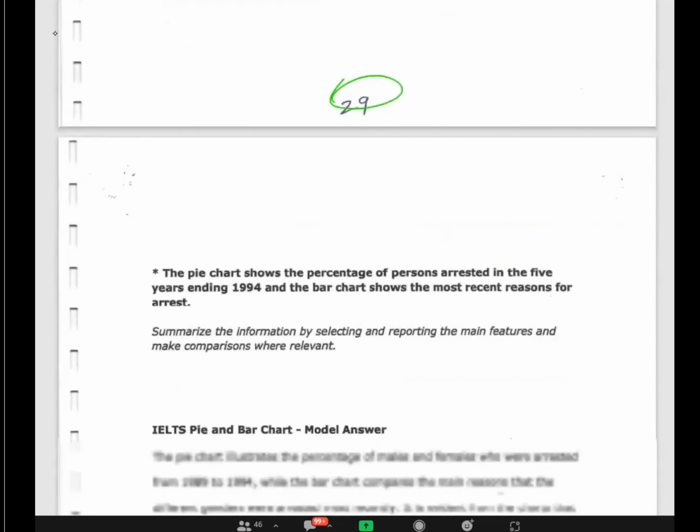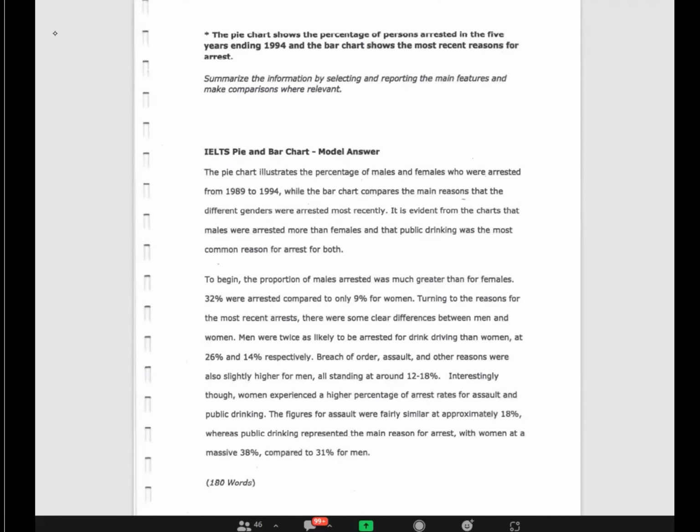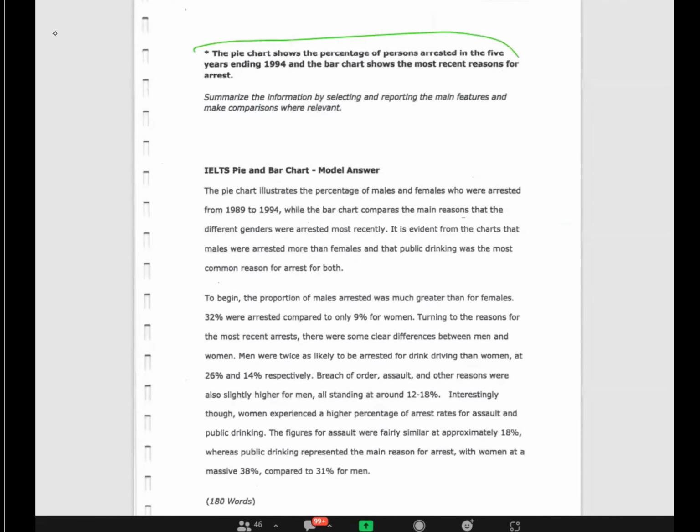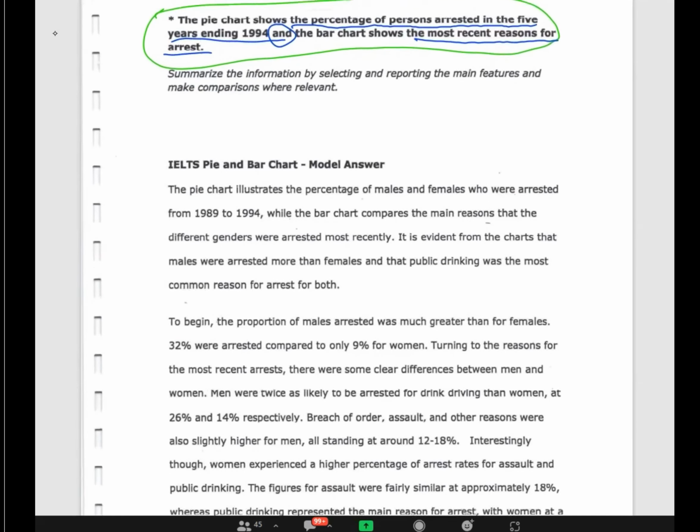Now let's see how the question, the answer and the report are written. This will be the last thing we do for today. This is the question, read it. The pie chart shows the percentage of persons arrested. And because there are two drawings, the bar chart shows the most recent reasons for the arrest. So when you paraphrase, you should paraphrase the two sentences in this question.